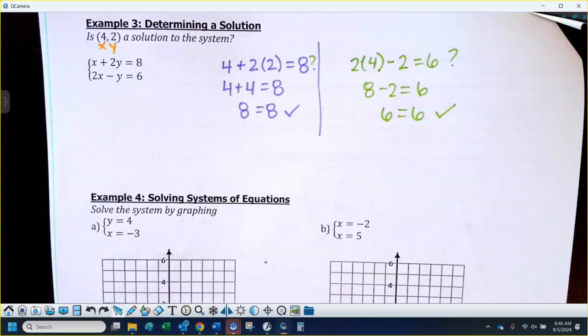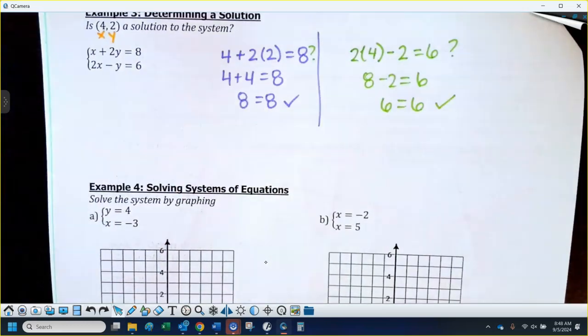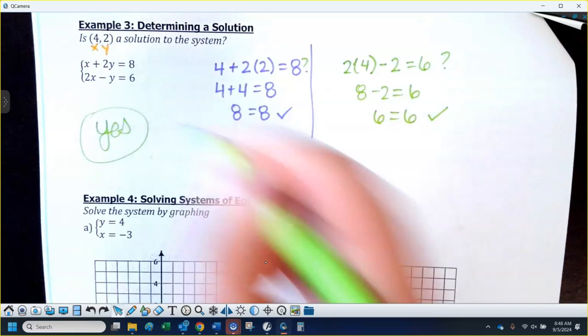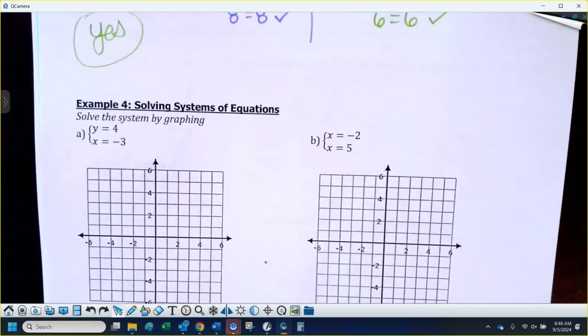Is anybody having a question? It just has to satisfy both. If one or both of them it doesn't satisfy, then your answer would be no. In this case, I didn't even write my answer. It would be yes, because it works for both. It makes both equations true.